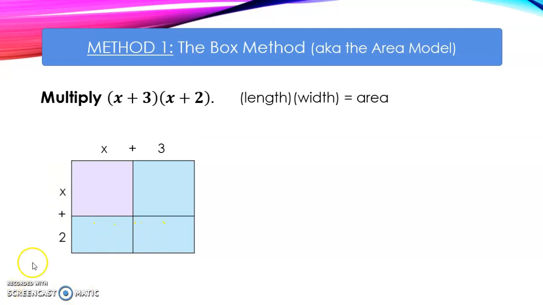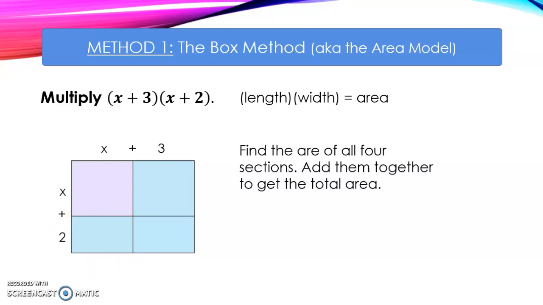And just to focus your attention on the parts that are important, we have basically the side lengths of the purple box to be an x by x, and this box in the top right is a 3 by x because that's the length of this purple box. And then we have a 2 by x in the bottom left, and then a 2 by 3 in the bottom right. And what we're going to do is basically find the area of all 4 pieces and then add them together to get the total area of this box here.